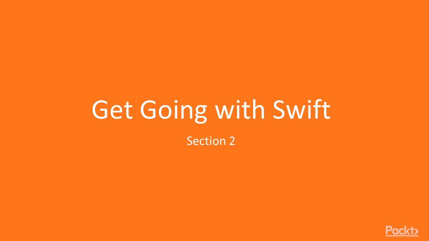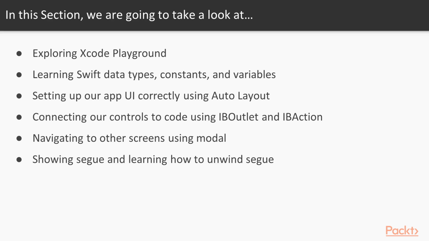Welcome to section 2 of the course, where we're going to be learning Swift programming. In this section, we're going to be exploring Xcode Playground and learn how to create a new Xcode Playground. We're going to learn Swift data types, constants, and variables. We're going to set up our app user interface correctly using the auto layout.